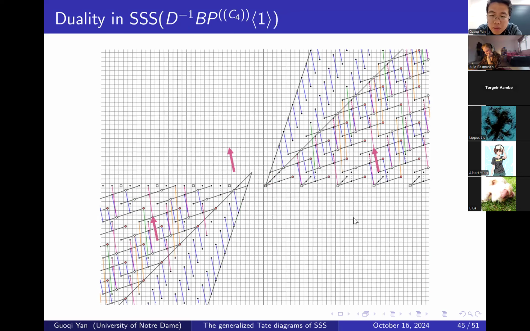So for example, this is the slice spectral sequence. And how do we deduce differentials in the negative cone from the positive cone? We can start from this pink differential in the positive cone, and this will give us exactly the same differential in the Tate spectral sequence because they are isomorphic in this region. And now imagine we are in the Tate spectral sequence.